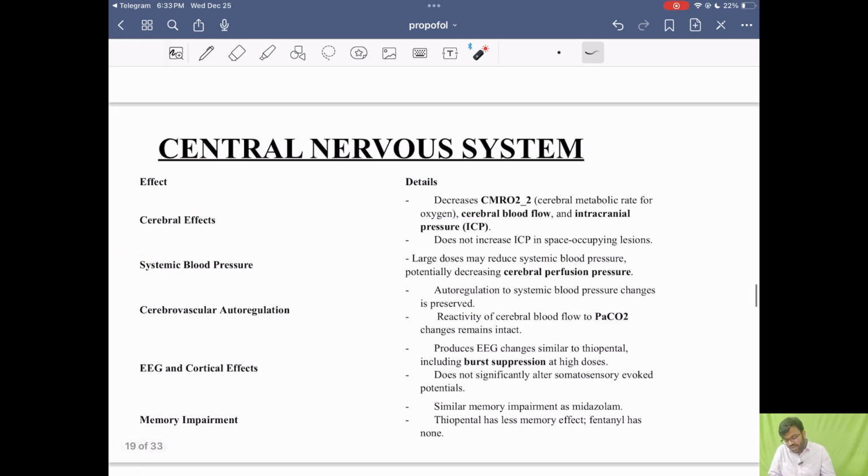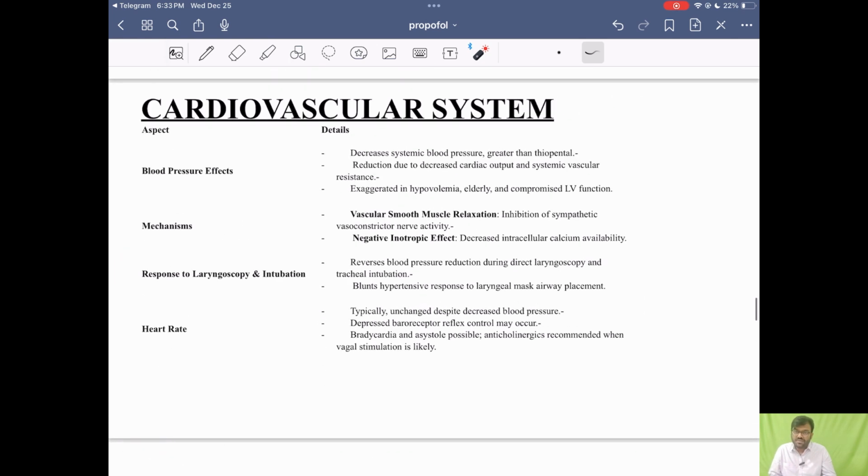Now moving on to the cardiovascular system. We all know as soon as we give propofol, the blood pressure falls. But why does it fall? Number one, there is decreased cardiac output, and second, there is decreased systemic vascular resistance. And in what situations is the hypotension by propofol aggravated? It is aggravated in hypovolemia, in the elderly, and in patients who have compromised left ventricular function.